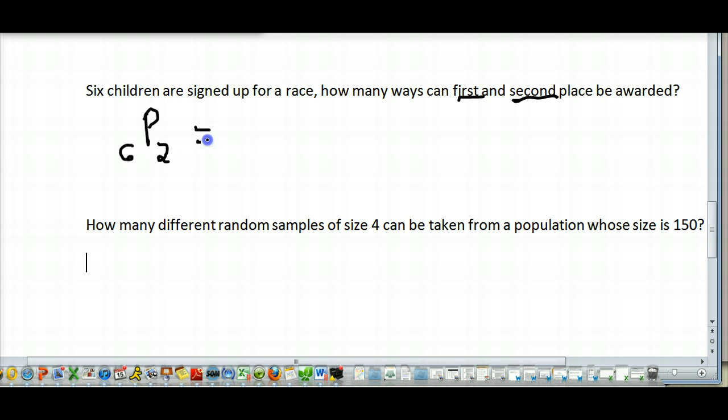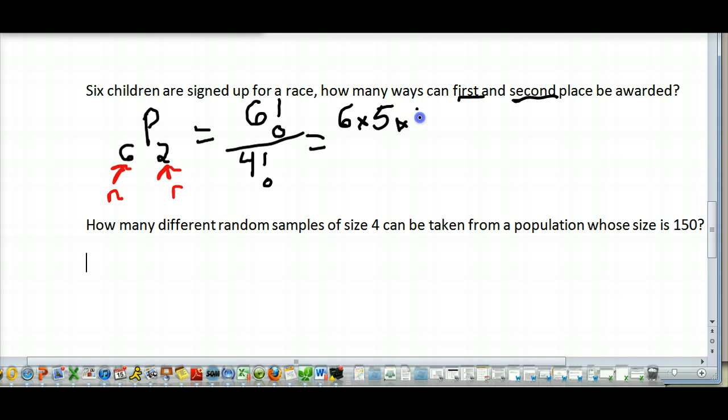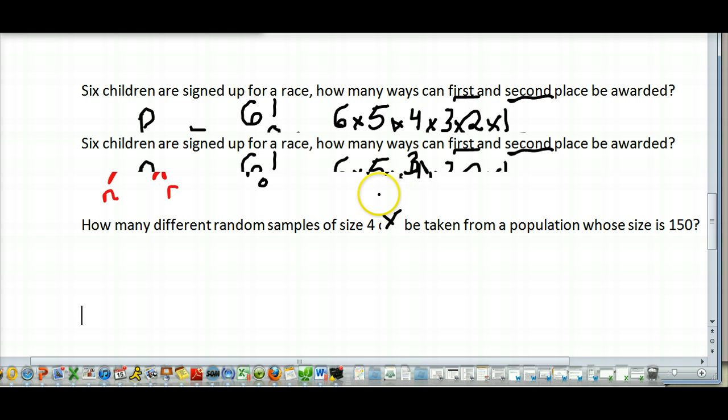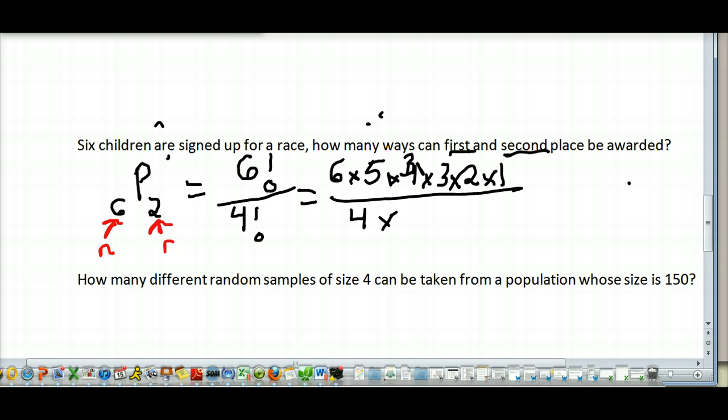So this is the permutation formula, recalling that our n value was the total number of children. In this case, n was 6, and our r value was the number of children who were going to be chosen to win a prize, 2. So n minus r is 4. And I can write these factorials out: 6 times 5 times 4 times 3 times 2 times 1 divided by 4 times 3 times 2 times 1.